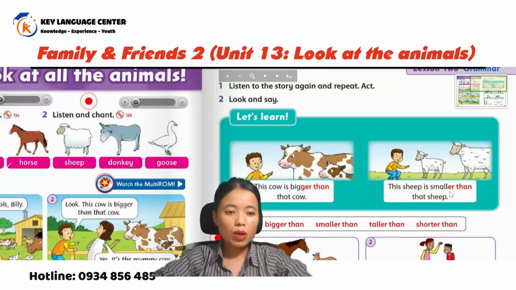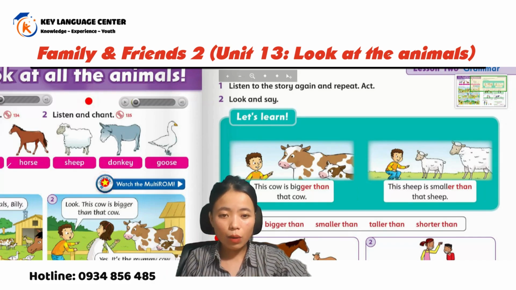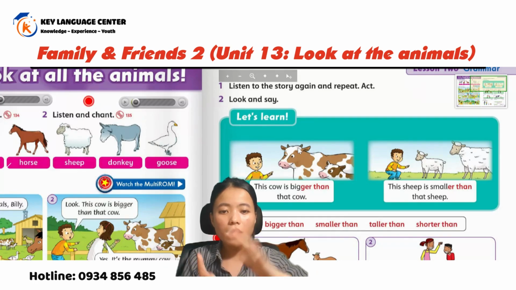Small becomes smaller than. Tall becomes taller than, and short becomes shorter than. Now look at this picture. I want to compare two cows. I can say this cow is bigger than that cow, or this cow is smaller than that cow.